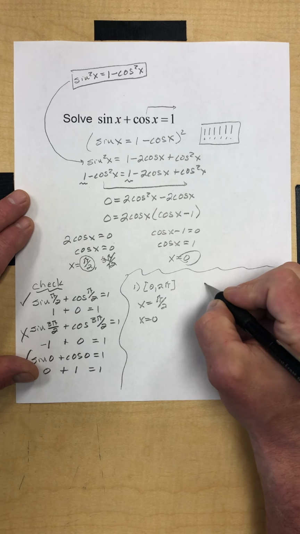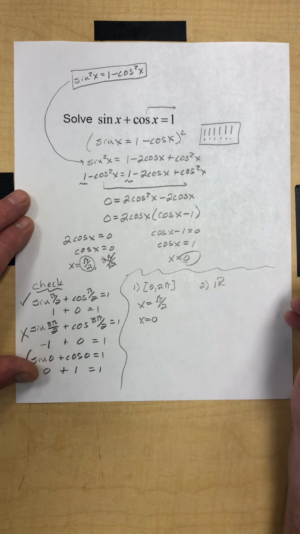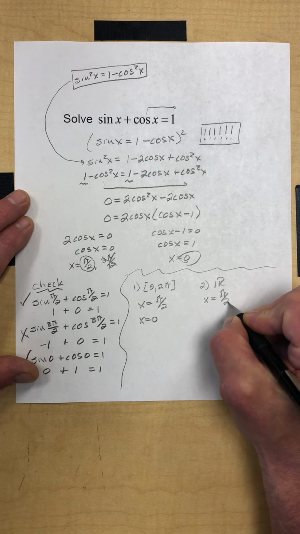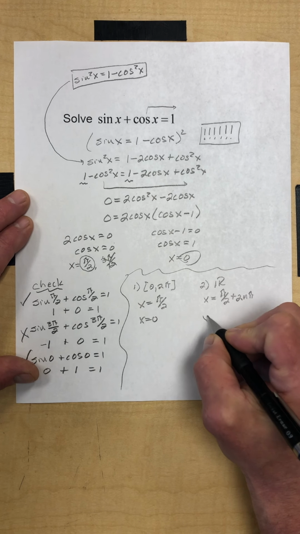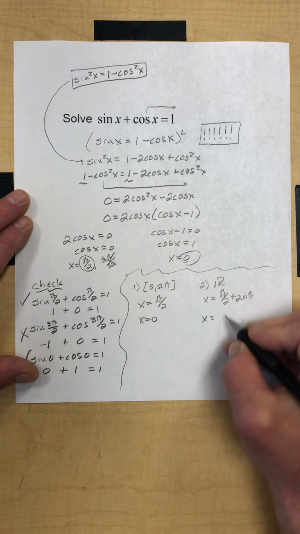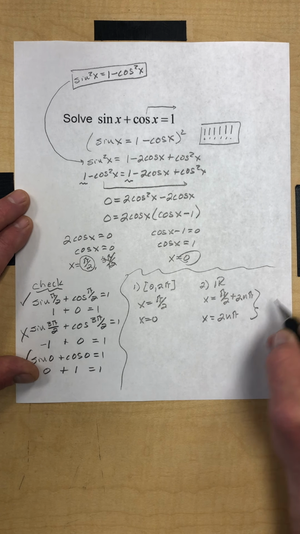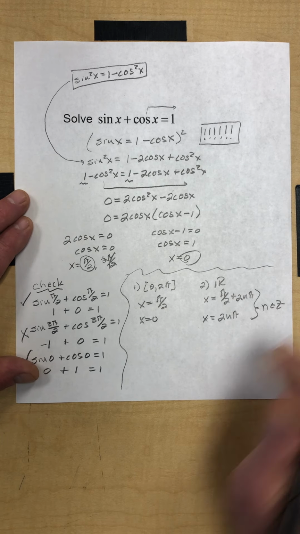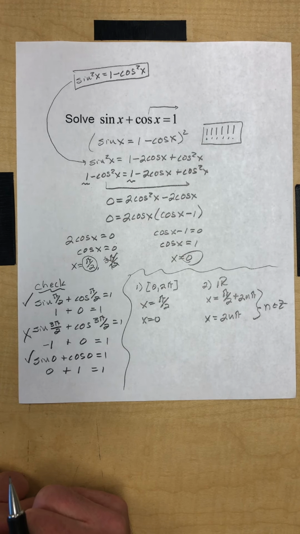So right here, when we go to the set of real numbers, I would get x equals pi over 2 plus 2n pi. And I would get x equals 0 plus 2n pi, so that's just 2n pi, where obviously n is an integer. Okay, that wraps it up.